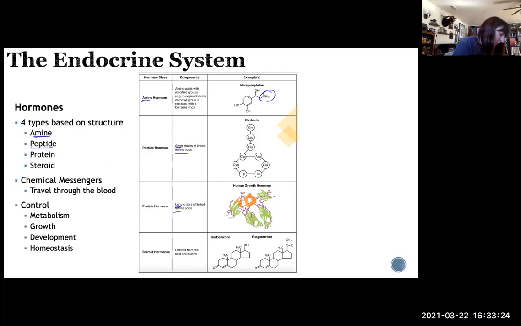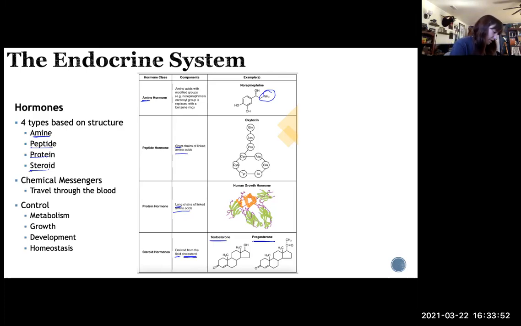We've got steroid hormones, which remember, these guys are kind of bizarre. You've got a lipid-based, so cholesterol specifically, right? Remember, cholesterol is a lipid. Steroids are a type of cholesterol. Testosterone and progesterone are both steroid hormones.